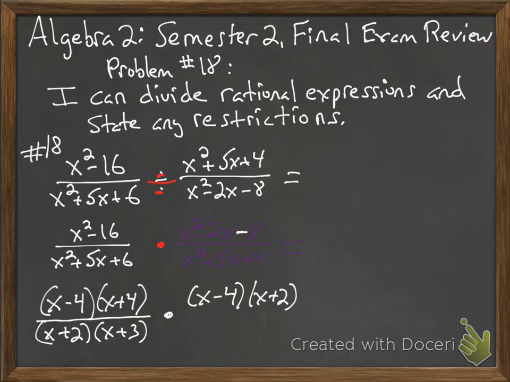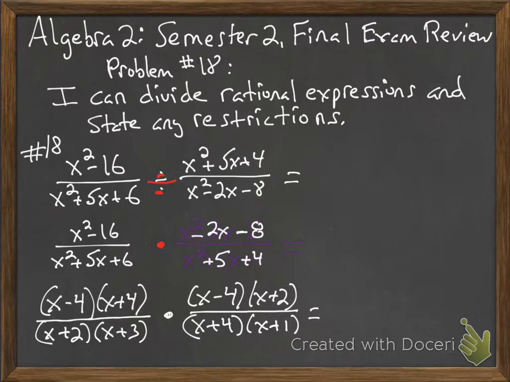Using guess and check, I notice that this is a minus and this is a minus. And then knowing that a negative 8 and a 2x, I'm going to have to use negative 4 and a positive 2 in my binomials for the factors. Here I have a plus 4 and a plus 5x. So that's going to be x plus 4 over x plus 1. That's the most difficult part of the problem.